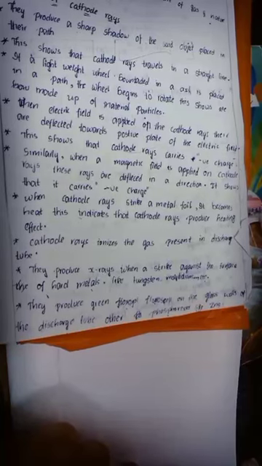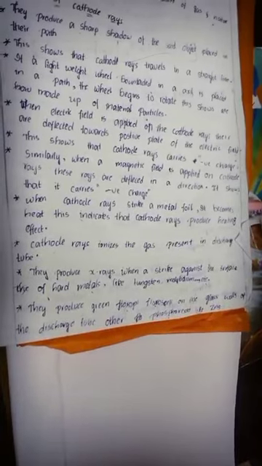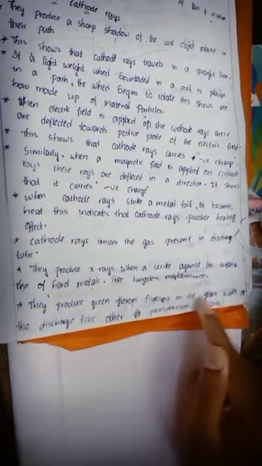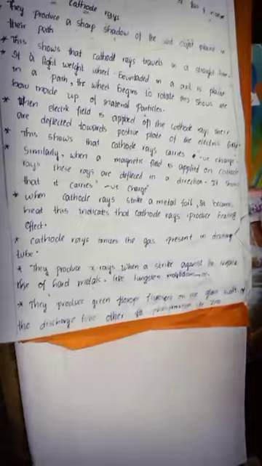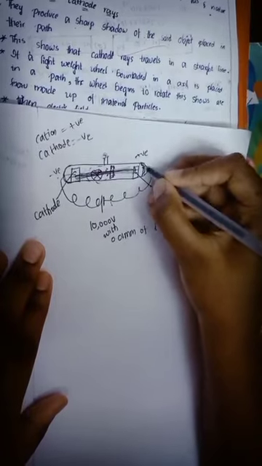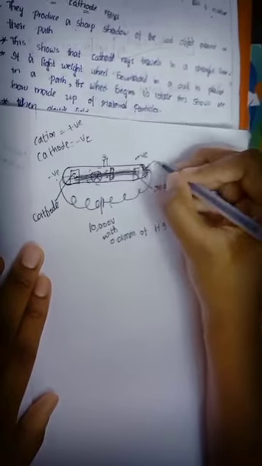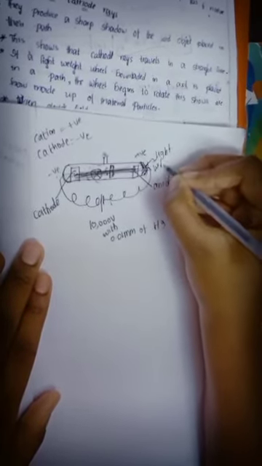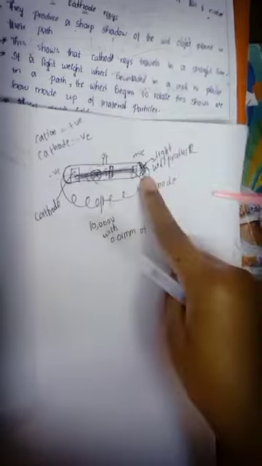Cathode rays ionize the gas present in the discharge tube. They produce X-rays when they strike against the surface of hard metals like tungsten, molybdenum, etc. They produce green flares on the glass walls of the discharge tube, and other materials like ZnS. I'll explain. If you keep the ZnS here, cathode rays will touch this end, and here light will be produced. Here a white spark will come.